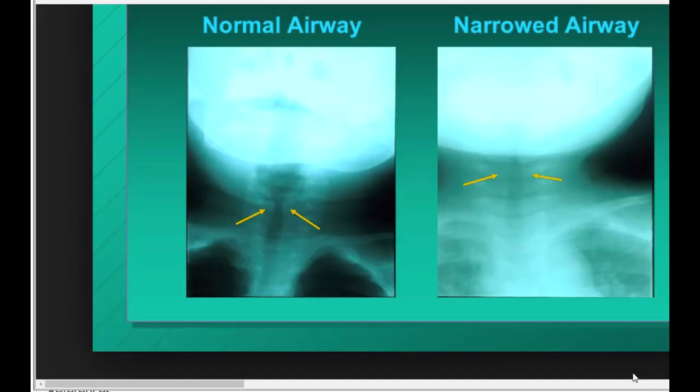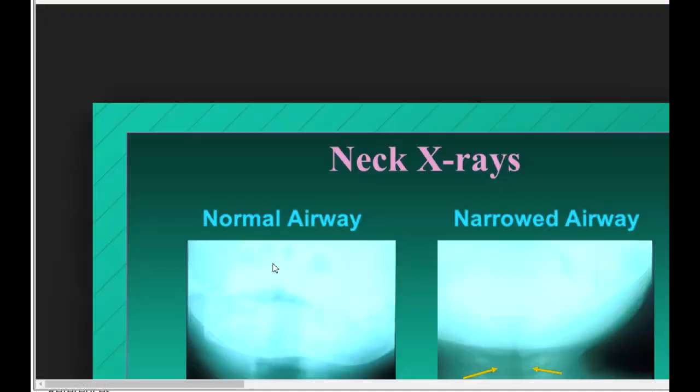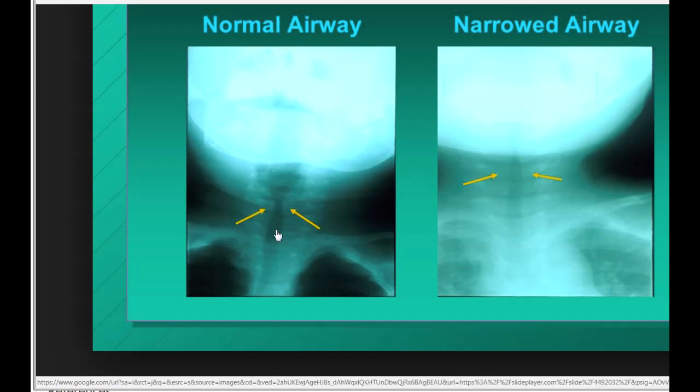Here is an x-ray of a normal airway, and then this is steeple sign. You can see here that the airway goes all the way up, it's open, whereas in a patient with croup and steeple sign, it gets narrower and narrower, so it looks like a steeple on a church.